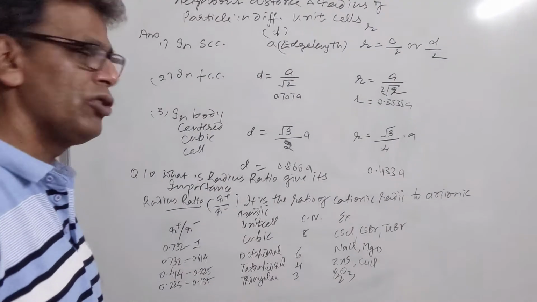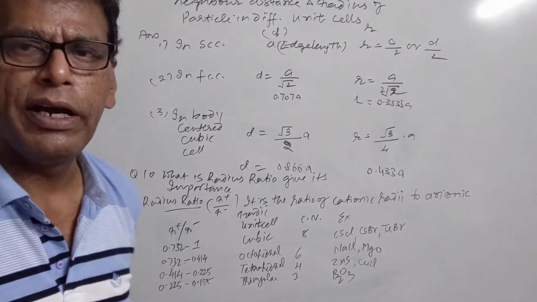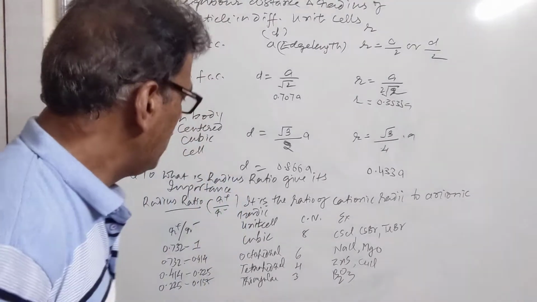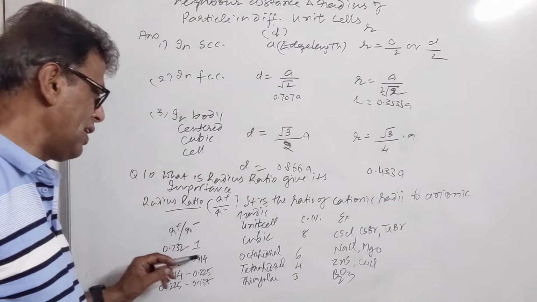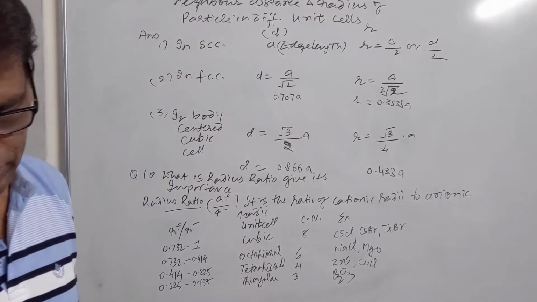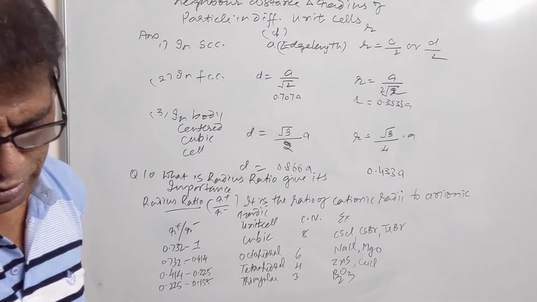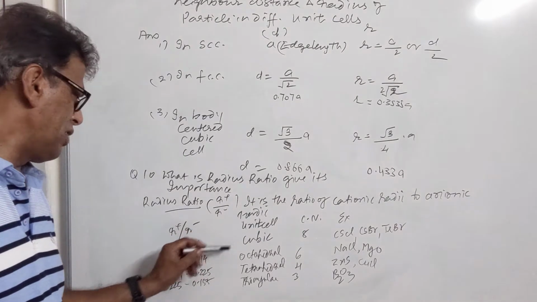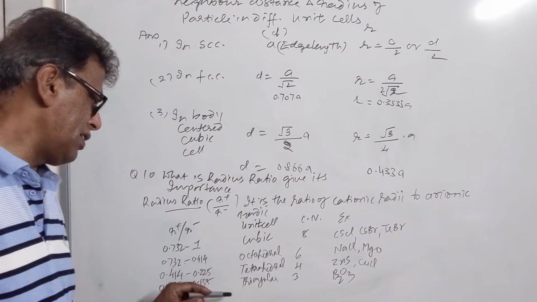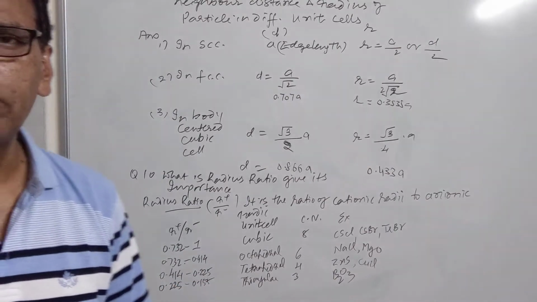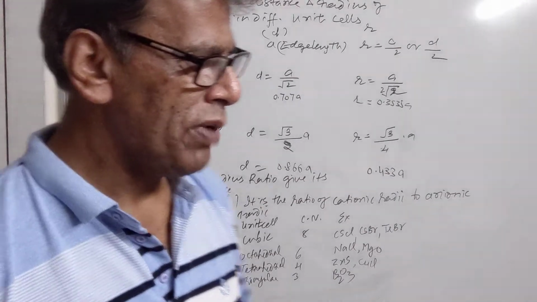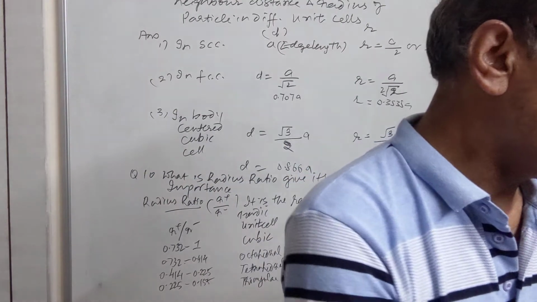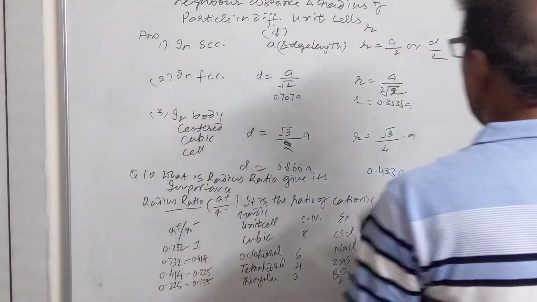What is radius ratio? It is the ratio of cationic radii to anionic radii. If the radius ratio has this range, then we have different types of arrangement: cubic in the first case, then octahedral, tetrahedral and triangular arrangement. Then we come to the packing in solids. Next question will be for packing in solids.